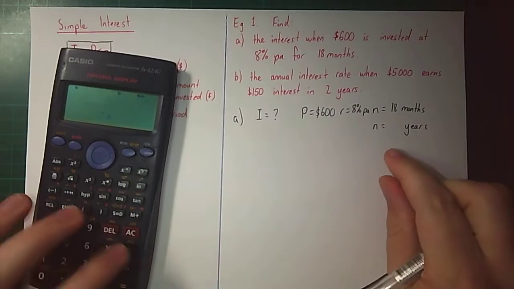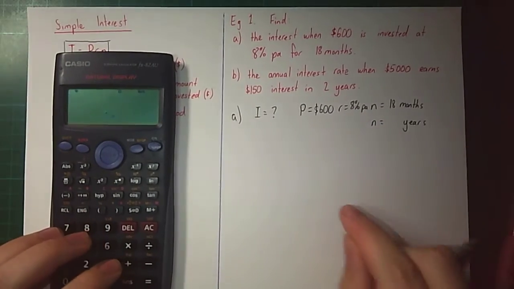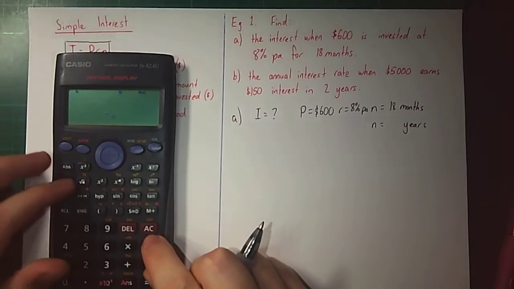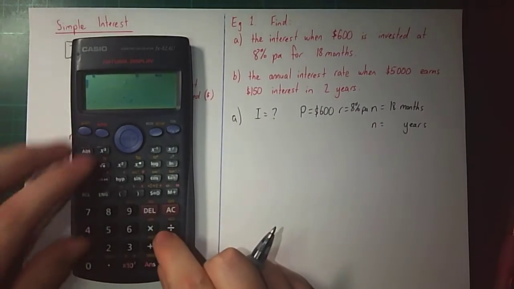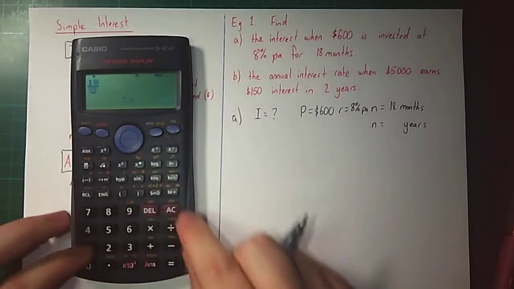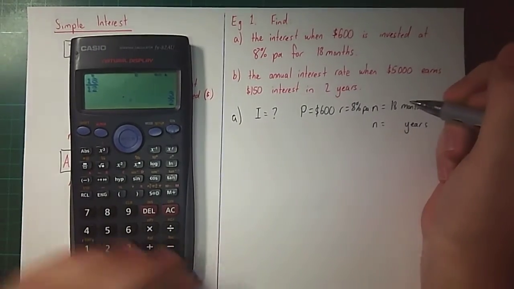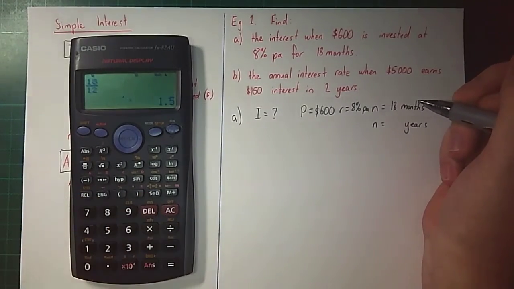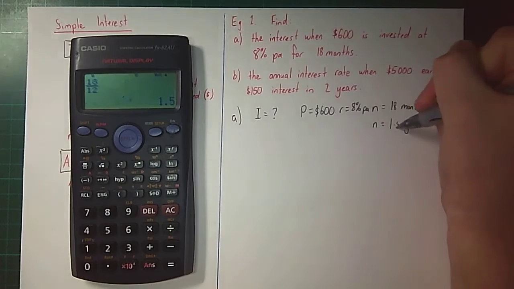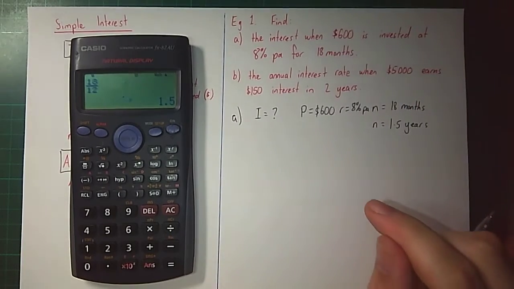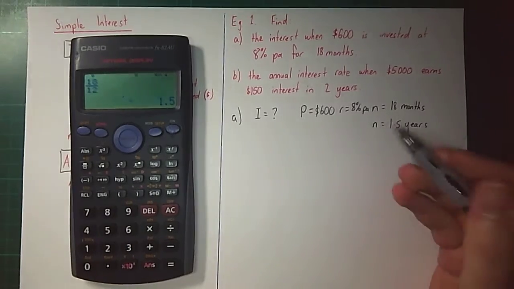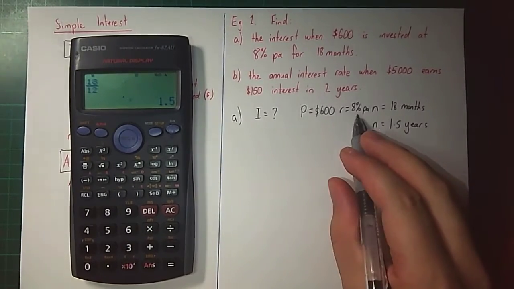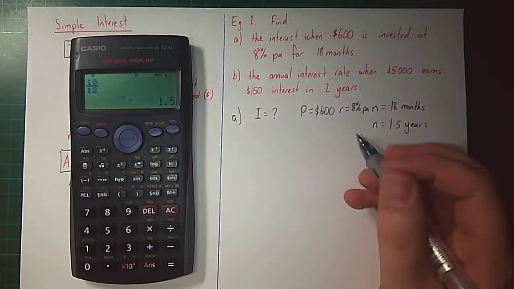we're going to use our calculator. We're going to divide 18 months by 12 because there's 12 months in a year. So if we do 18 divided by 12, we're going to get 3 over 2. Press the S to D button and it tells us it's 1.5 years. So as it's 1.5 years, we can now use our formula because PA means per annum, which is per year. So that's in years, we can use our formula.